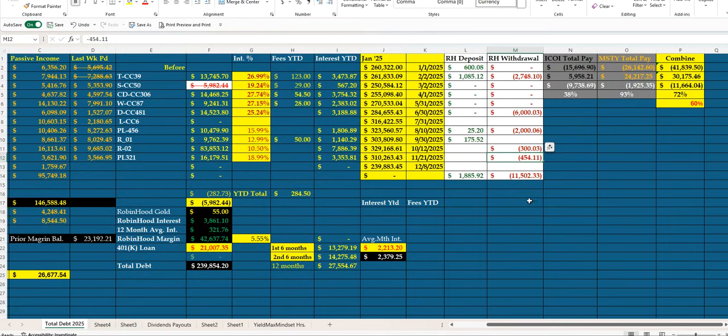I didn't check to see if I took any additional money out of Robinhood. I don't think I did. I think this is up to date. But anyway, it's showing that I deposited in the Robinhood is 1,885.92, and our withdrawals from Robinhood account is at 11,502.33. All right. So we did change this here.